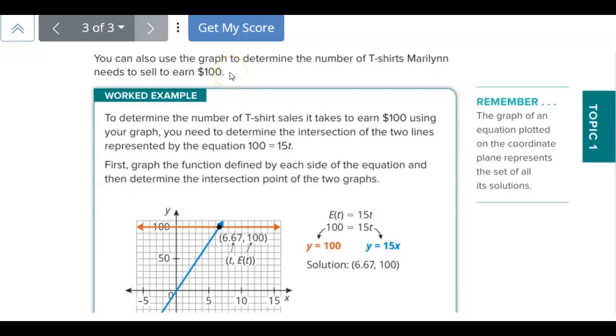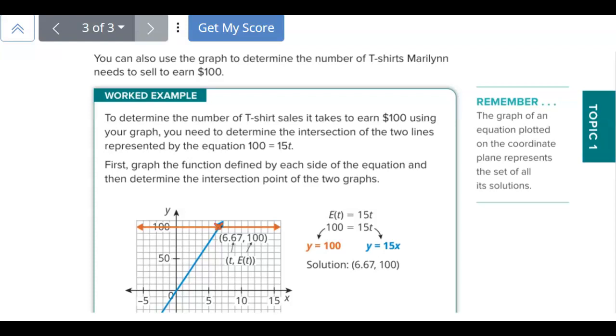On the previous page, we used an equation to calculate how many t-shirts Marilyn would have to sell to earn $100. And in this example, they show how you can see that same information using a graph. So since Marilyn wants to earn $100, that's what this orange horizontal line is at 100. And then you see where the graph intersects that orange line.